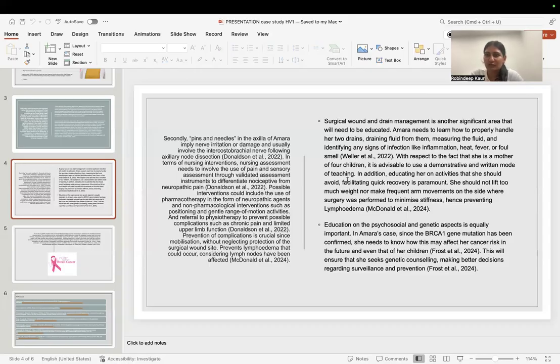She should not lift too much weight nor make frequent arm movements on the side where surgery was performed, to minimize stiffness, hence preventing lymphedema. So educating on the psychosocial and genetic aspects is equally important in Amara's case since the BRCA1 gene mutation has been confirmed. She needs to know how this may affect her cancer risk in future and even that of her children. This will ensure that she seeks genetic counseling and makes better decisions regarding surveillance and prevention.